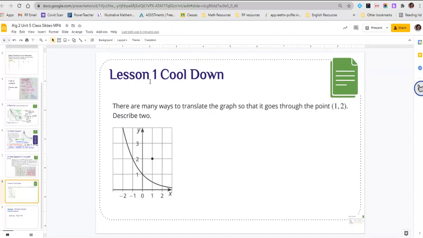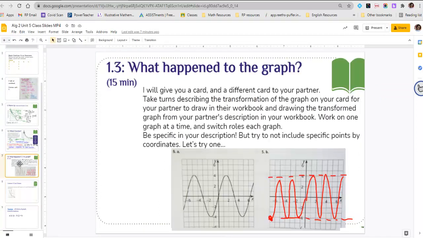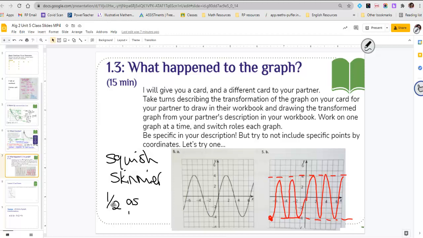Alrighty. So we're taking a look here at the cool down from lesson 1 after we looked at how we could describe some changes in the graph. This was a partner activity that we did in class. And so I saw in my sample one here that we ended up squishing it so that it was skinnier. And we did it so that it was actually half as wide as what we started with. That was our idea here. So we took something that only had 2 top points like this, and we made it have 4 top points up here. So that was kind of our idea for this one.